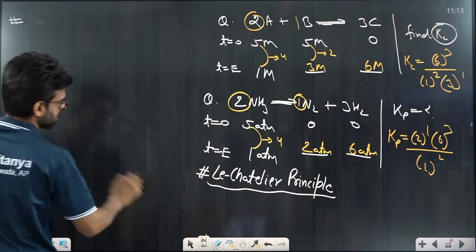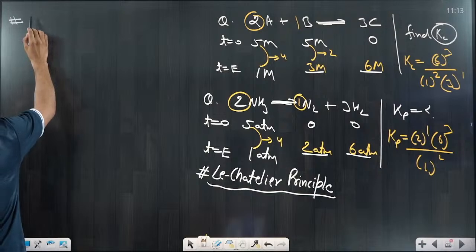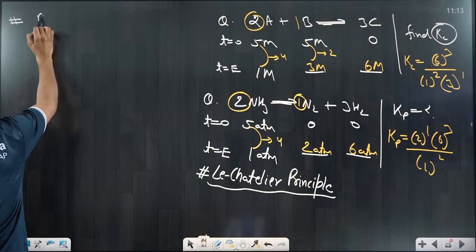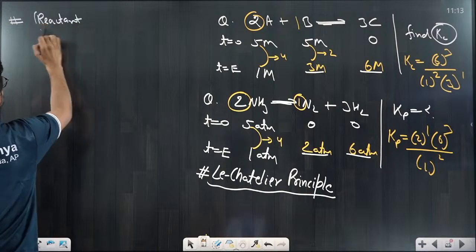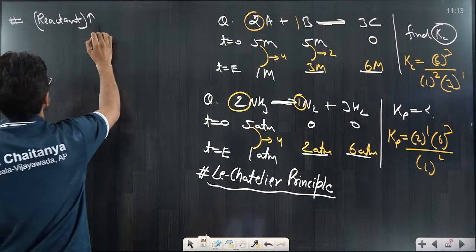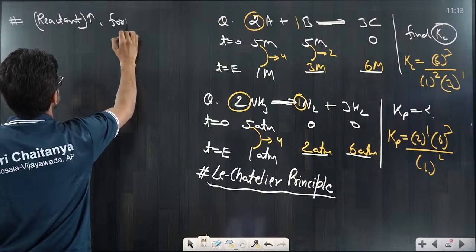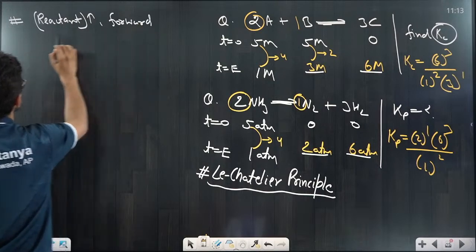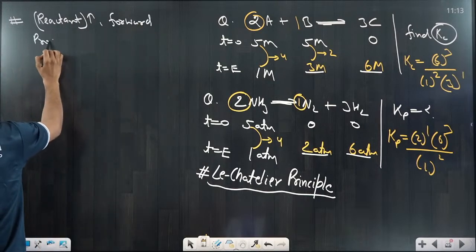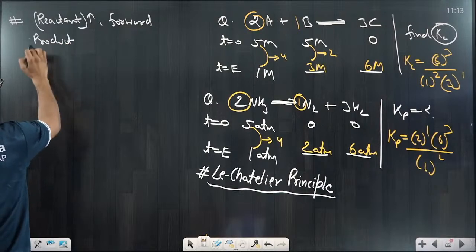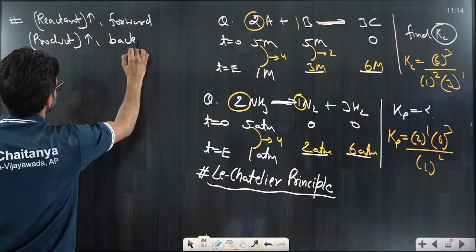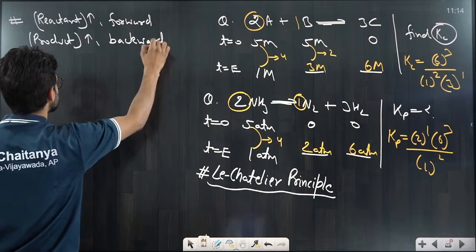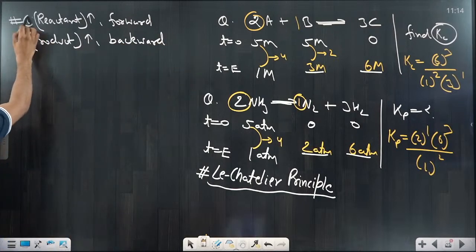If you look at this, if you increase the reactant concentration, reaction goes where? Forward, right? If you increase the product concentration, reaction goes where? Backward, to again decrease it. Whatever you do, the reaction will do the reverse of it, right?